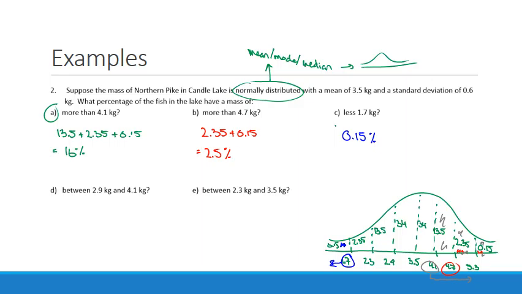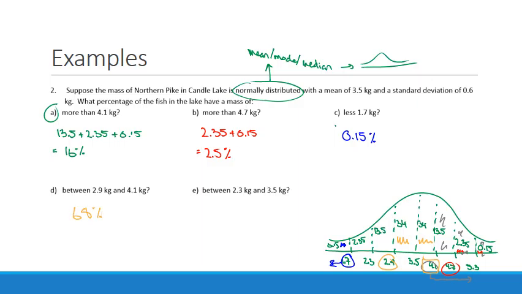Okay, what percentage of fish will be between 2.9 and 4.1? 2.9 is right here. 4.1 is right here. So what we do is we simply add the regions between. So 34 plus 34, so we know that's going to be 68%.